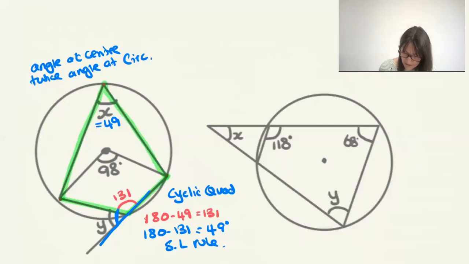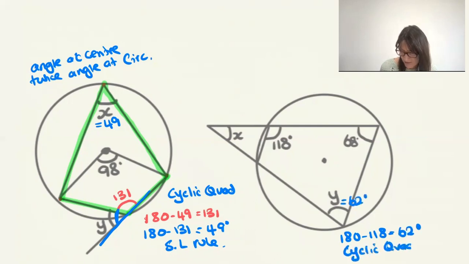So we've got 180 minus 118. That's going to be 62 degrees. So y is 62 degrees, and it's a cyclic quad. I'm not going to write the whole sentence, but you want to write as much as you can to show that you understood that. There is a really simple way now of finishing this off if you spot it.